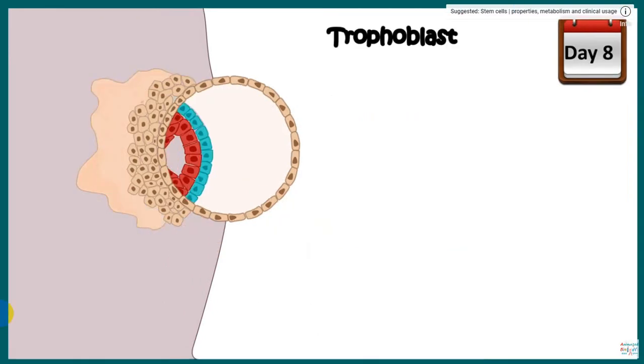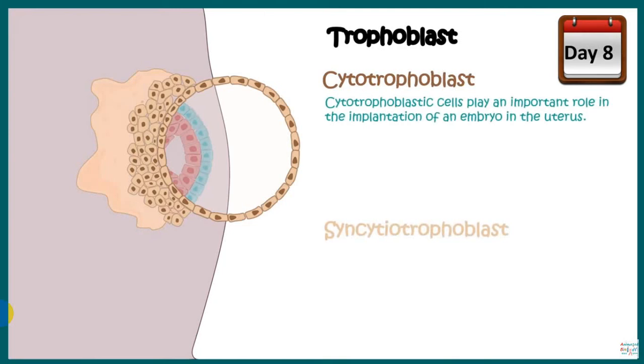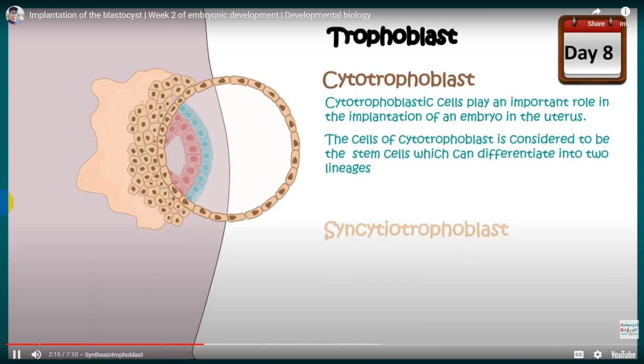Now, at day 8, trophoblast, which was the outer layer, further differentiates. Now it becomes cytotrophoblast and the syncytiotrophoblast. Cytotrophoblast cells play important role in terms of embedding the embryo in the uterus. The cytotrophoblast is also considered to be stem cells.